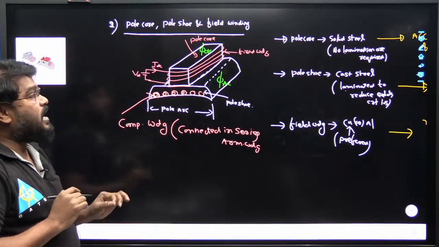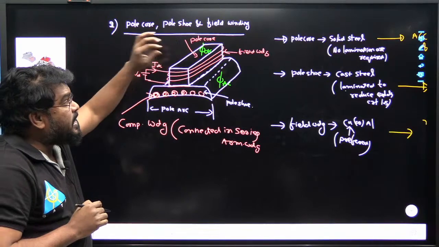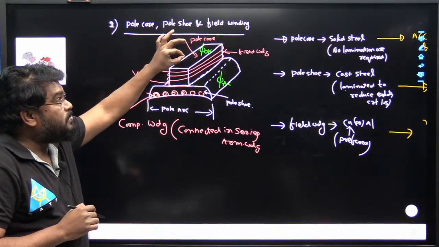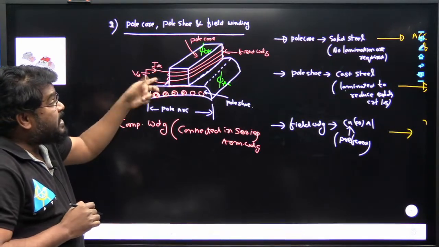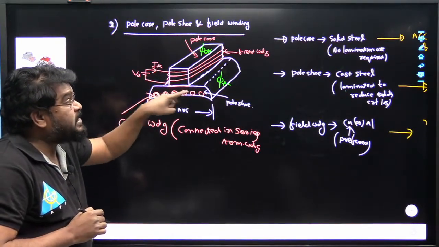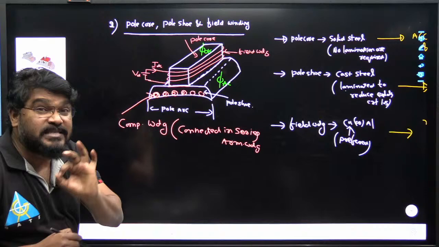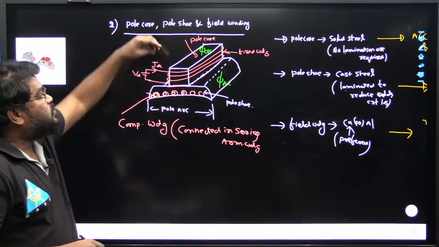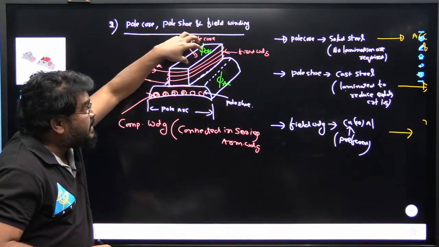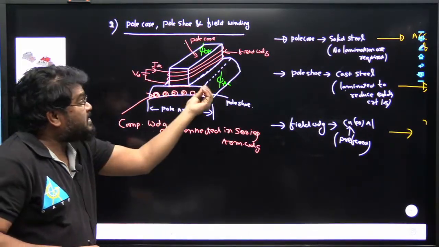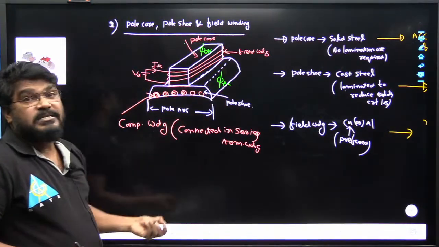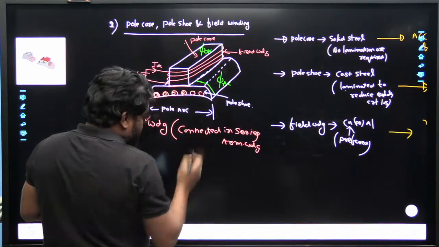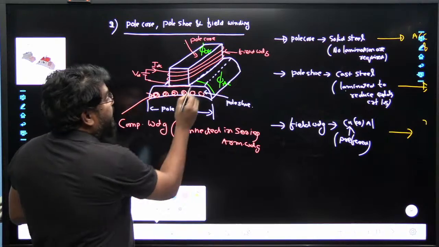I have mentioned that eddy current losses occur in any magnetic material due to its finite conductivity, whenever a time-varying flux passes through it. If the flux is DC in nature, there are no eddy current losses. Here the flux in the pole core is DC, and the flux in the pole shoe is AC, so there is a possibility of eddy current losses.